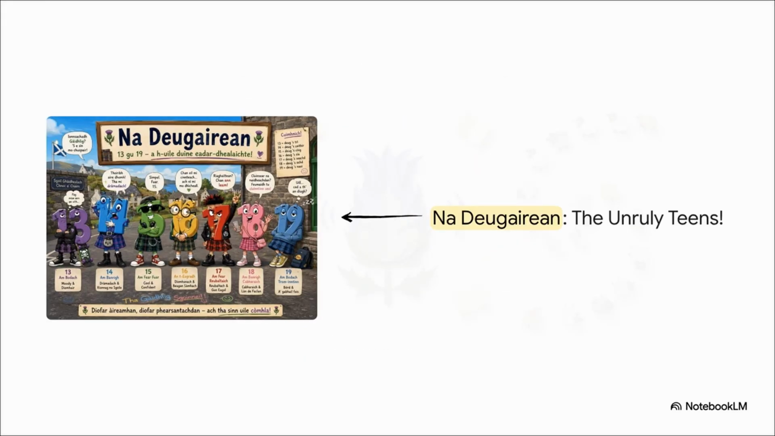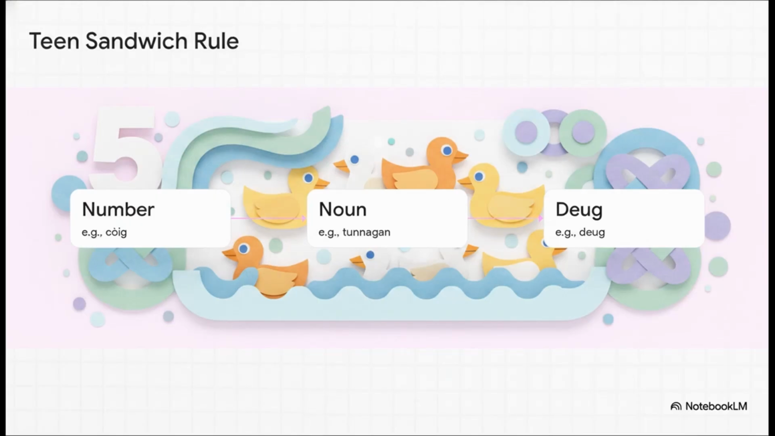All right, brace yourselves. We are now entering the territory of na h-àireamhan, the teenagers. And, just like real life, the Gaelic numbers in the teens, 11 through 19, can be a bit unruly and dramatic. They've got completely different personalities from the lower numbers. But thankfully, they all follow one incredibly unique, very specific grammatical rule when it comes to counting objects. It's known as the teen sandwich rule.